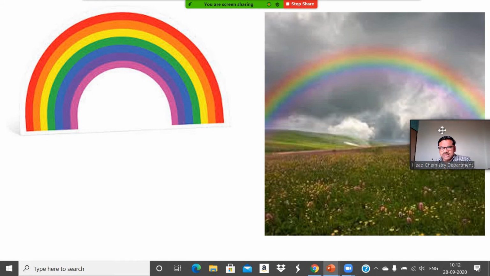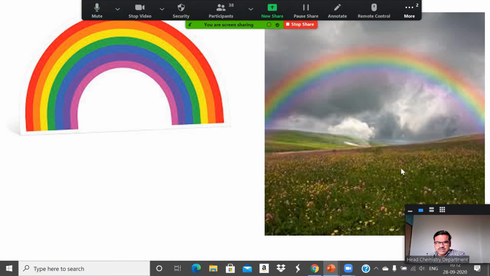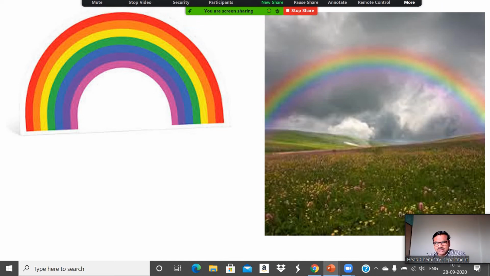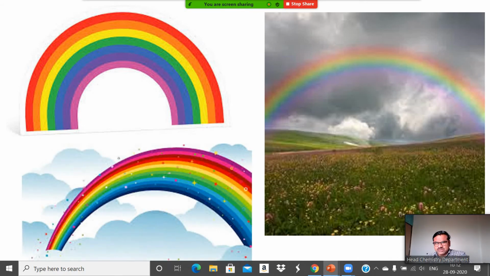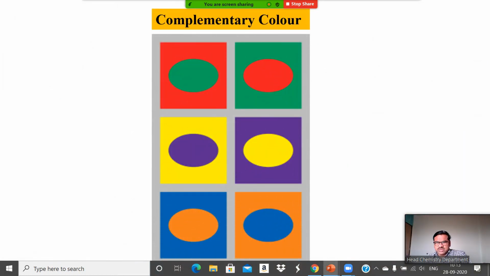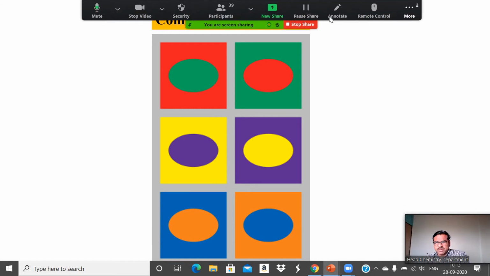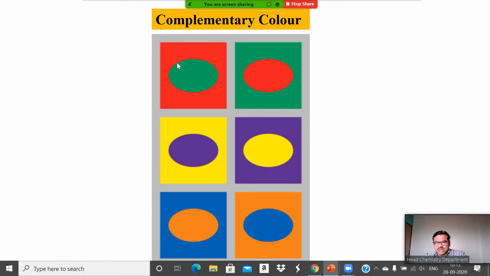Now, when the rainbow actually appears, you might have seen that kind of picture in the rainy season, right? And it looks very beautiful. Look at this another picture of 7 colors, or you can say the rainbow. So these are the rainbow's colors, and look at the complementary color. This is again an important part. Complementary colors means what? Look at this.